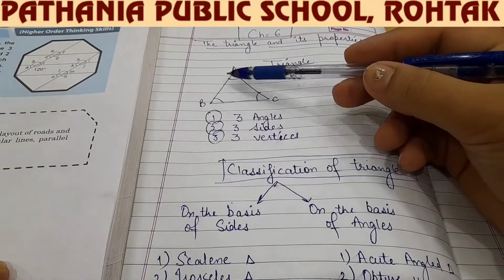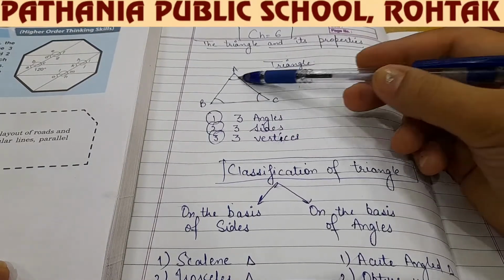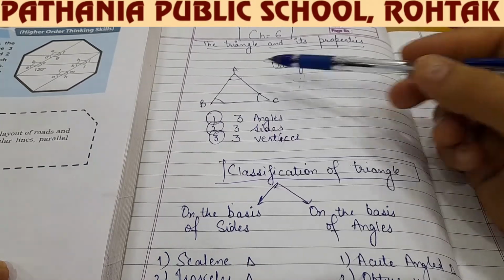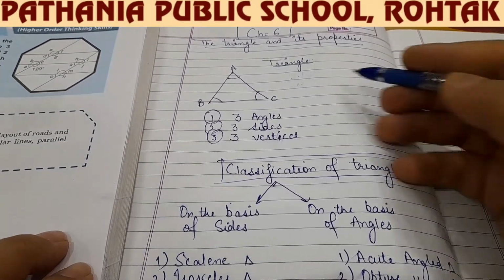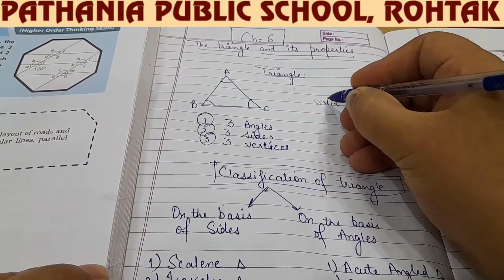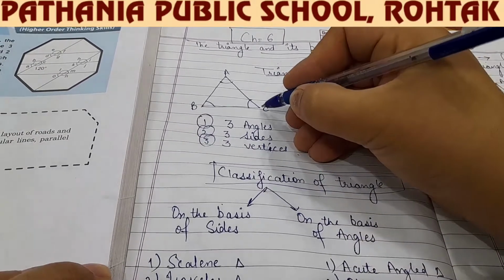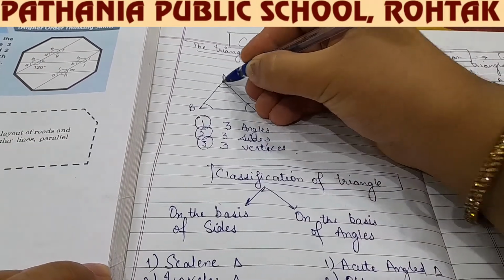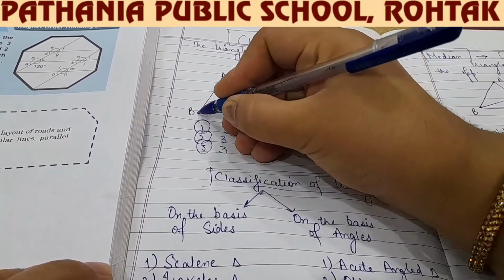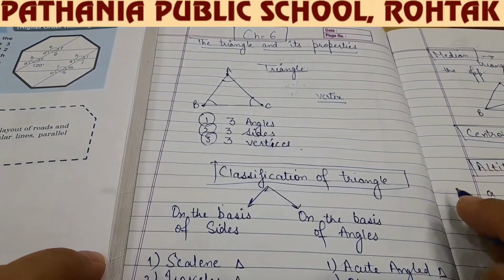Now what are the sides? See here, AB, BC and AC are the sides of triangle ABC. Now what are vertices? Beta, singular we call vertex and for plural we call them vertices. So vertices are the corners. These are the corners. So here A, B and C are the vertices of the triangle.